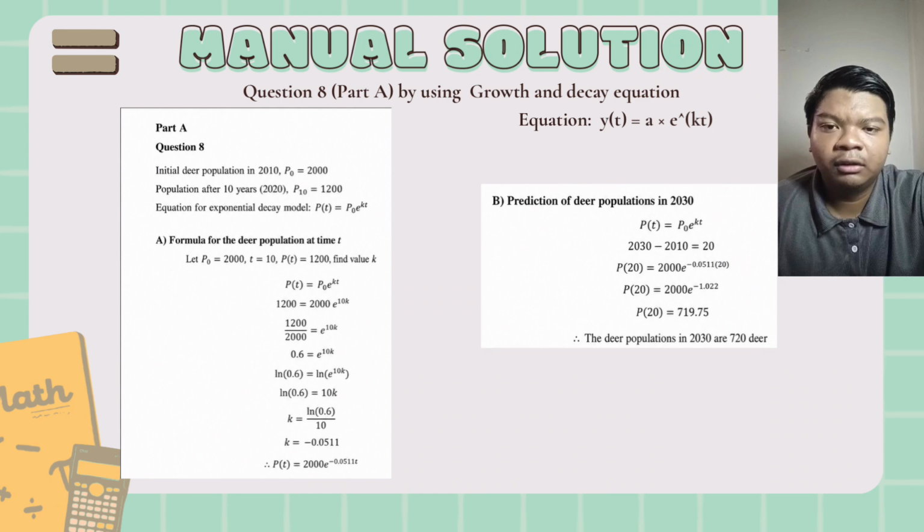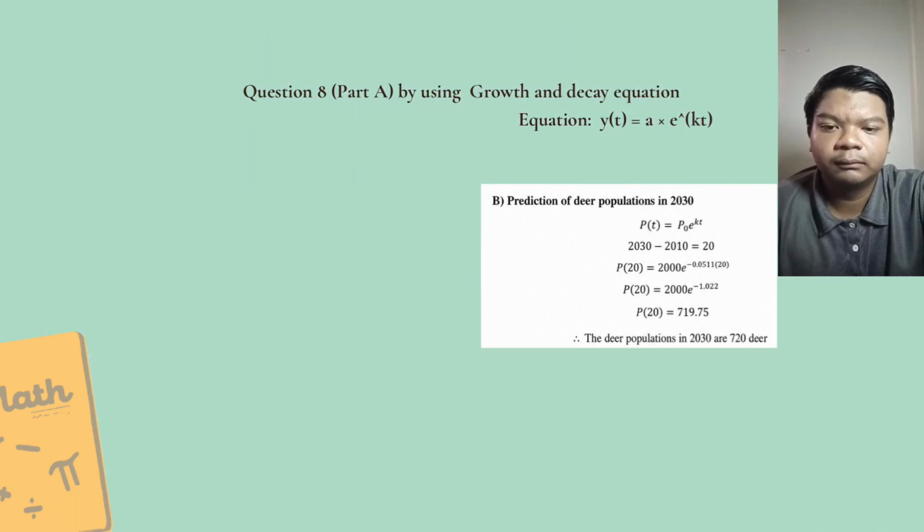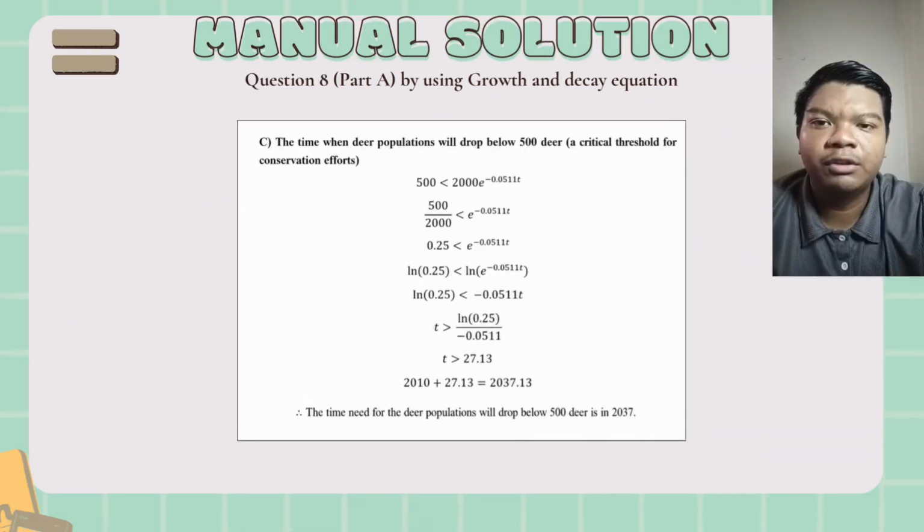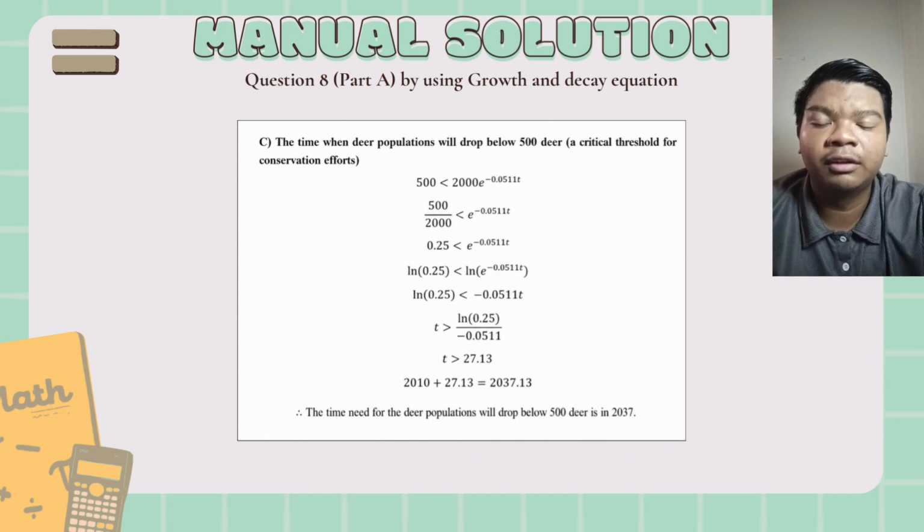And after the calculation, the predicted deer population is approximately 719.75 deer. Therefore, the deer population in 2030 is approximately 720 deer. Next, for question C, we need to determine the time when the deer population will drop below 500 deer.